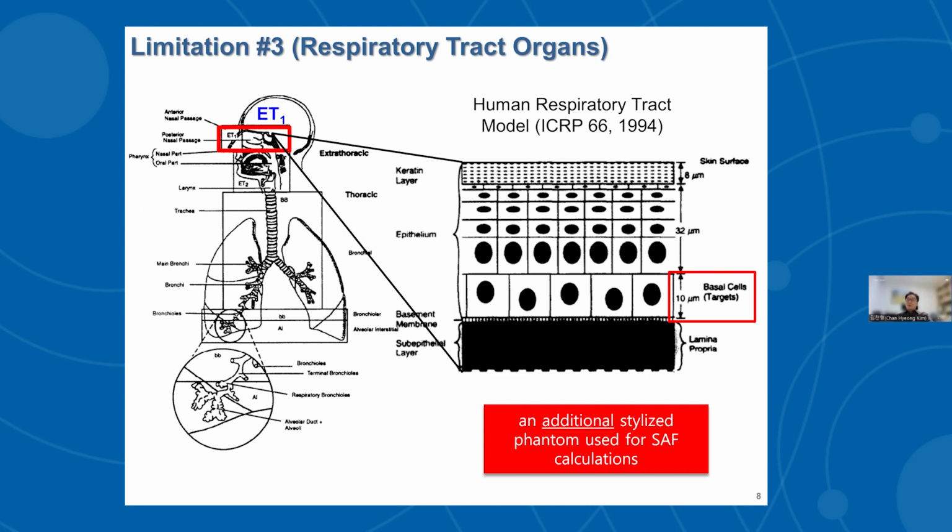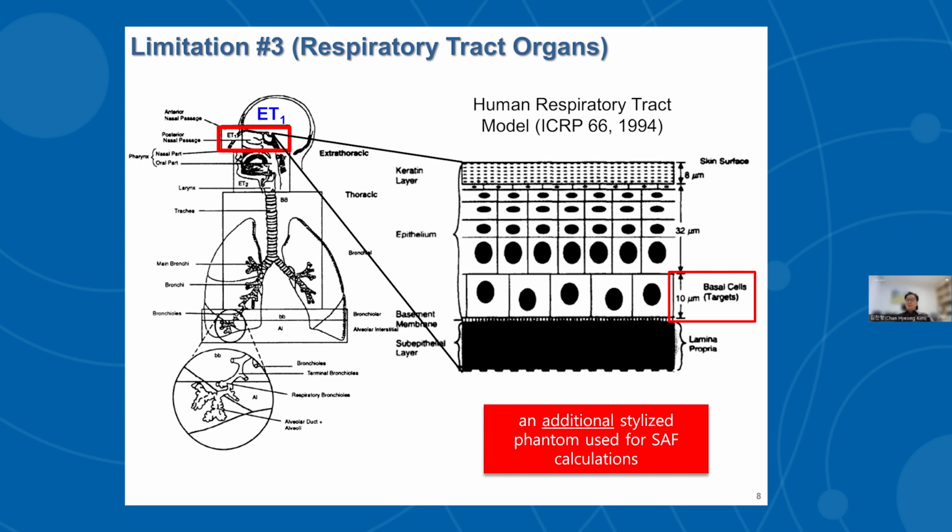Now it's about the respiratory tract organs. In case of respiratory tract organs, the target layer is very thin. For example, this slide shows the ET1 region, and the target layer of this region is the base layer, and the thickness is only 10 microns. But this thin layer is not defined in the current ICRP publication 110 reference phantoms, simply because in these phantoms, the organs and tissues are defined by large voxels.